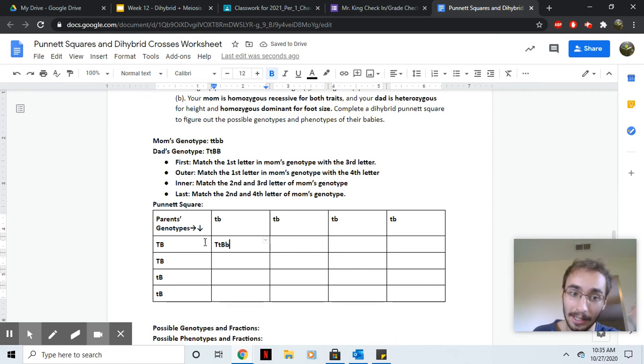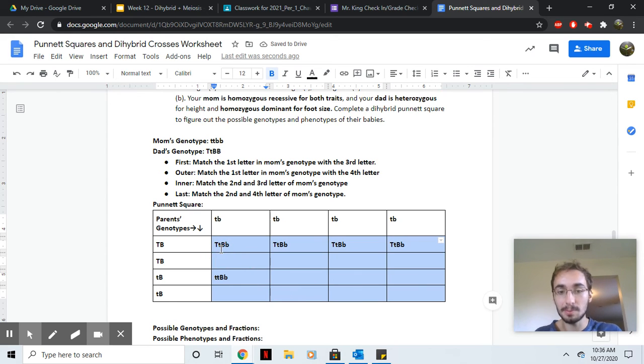You may notice it's going to keep going that way. The dad can only give big T, big B, and then the mom can only give little t, little b. So this whole row should look like this. And then it should look the same for this one. This one will be a little bit different. Now, instead of giving a tall gene, the dad is going to give a short gene. And then the mom's short gene will go here. The dad can only give a big feet gene. The mom can only give a little feet gene.